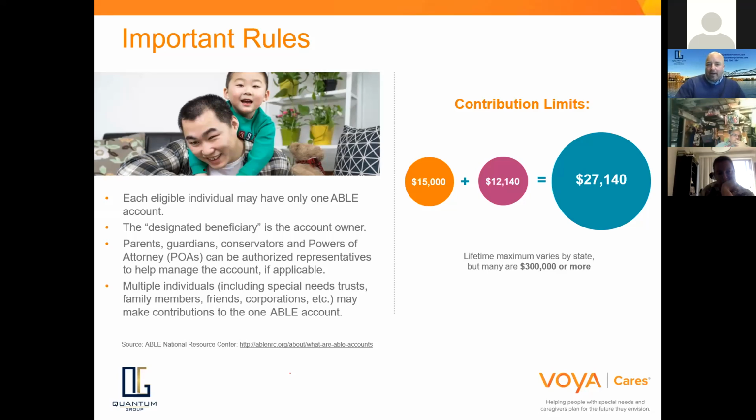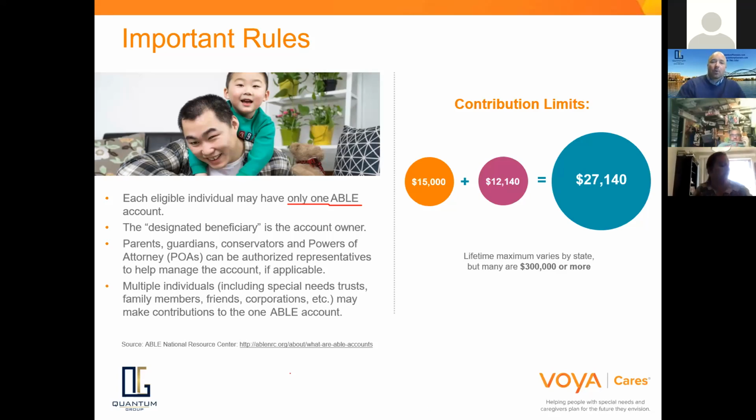Only one ABLE account per person is allowed. So that's important to understand. You can't have multiple ABLE accounts in multiple states. Wherever you start is where you want to stay. You can't create two, for example. But if you create one in one state and decide you want to transfer to a different state, that is allowable. You have to create the new one, transfer the funds, and close the old one. So only one is allowed, but you can move if you'd like to, if you find a state that you feel has better investment options or whatever that may be.